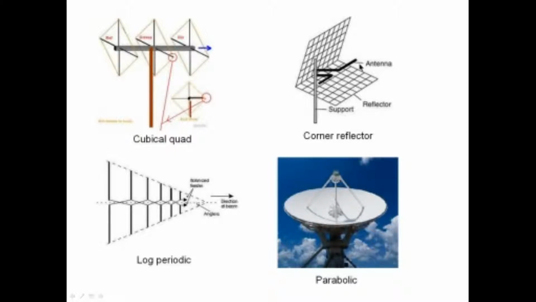This is a corner reflector, and here you just have the driven element, and then you have a reflective surface out here behind it to direct the energy in the direction you want it to go. This is called a log periodic, and it's also directional. It doesn't have as much gain. It doesn't focus energy as much as the Yagi does, but it has the advantage of being a very wide band antenna, so it covers a wide range of frequencies.